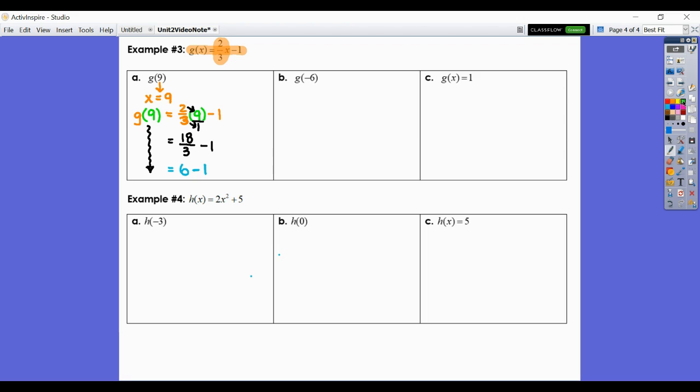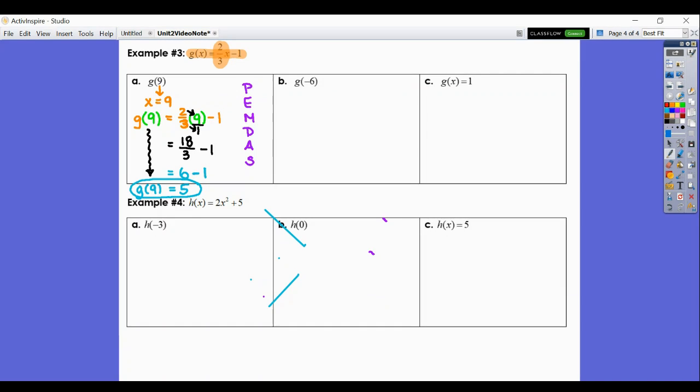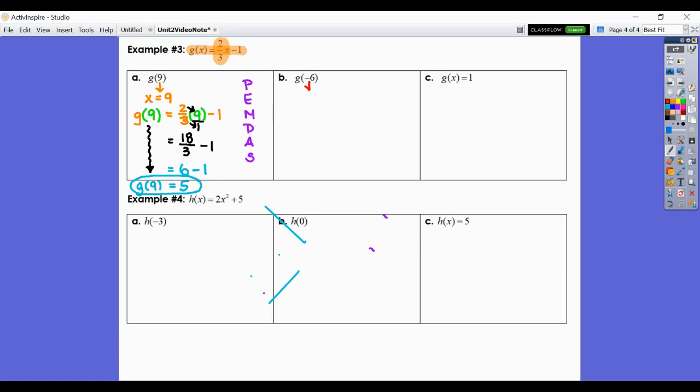Again, when I go to my order of operations, I'm going to write my reminder over here of PEMDAS. Parentheses, that would also include grouping, exponents, multiplication, division, addition, subtraction. Final answer here, 6 minus 1 is 5, and that will be equal to g of 9 here. That's what our problem was asking for. That's what we solved.